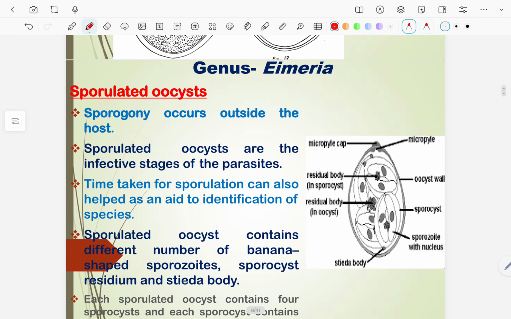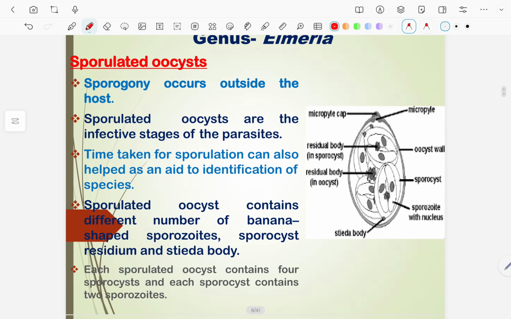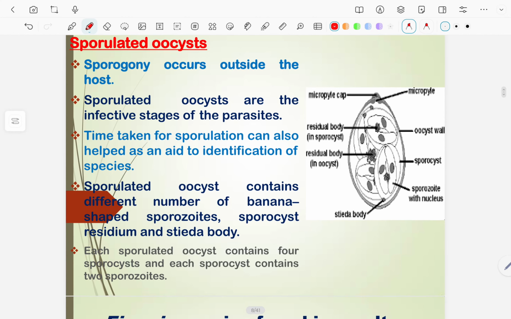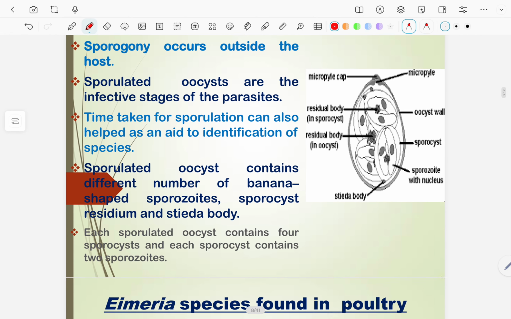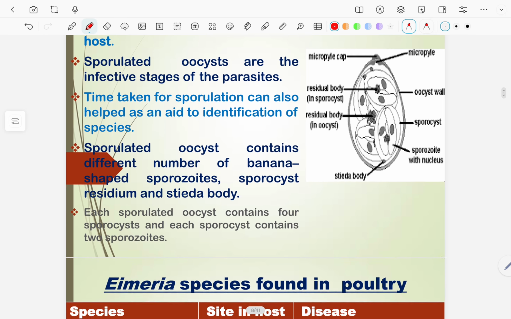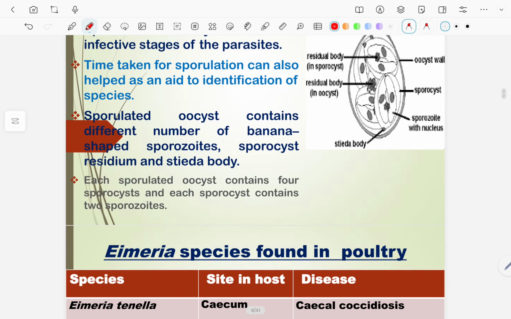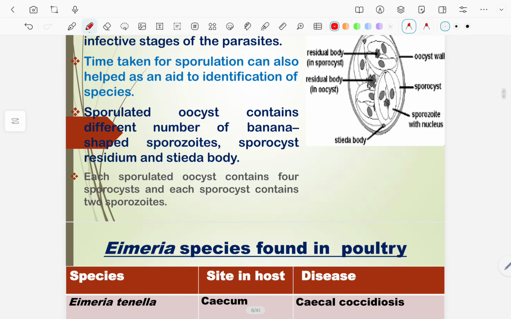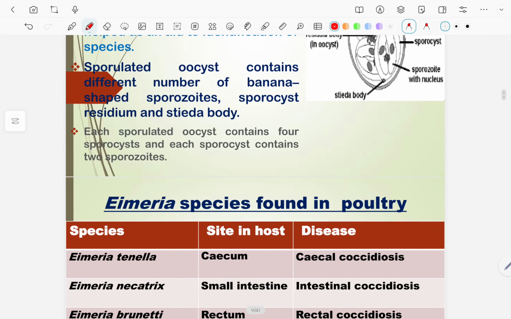The time taken for sporulation can also help as an aid to identification of species. Sporulated oocysts contain different numbers of banana-shaped sporozoites, sporocysts, residuum, and Stieda body. Each sporulated oocyst contains 4 sporocysts and each sporocyst contains 2 sporozoites.